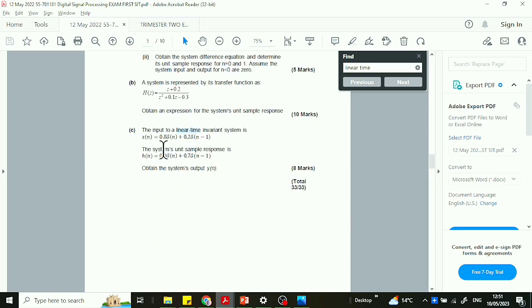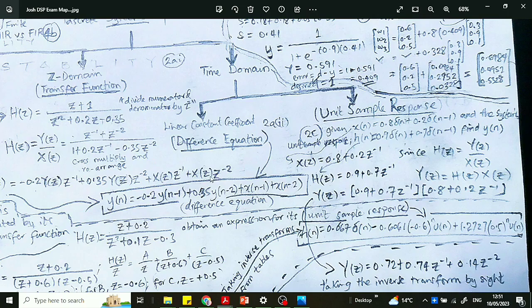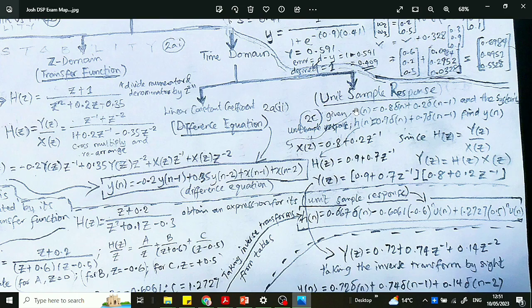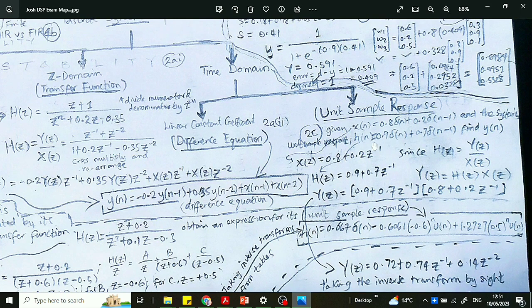Yeah, this is 2c. The input to a linear system is this, and the system's unit response is this. Obtain the expression for the output. That is your x there, and that is your h(n) there. Given this and the system's unit sample response, find y(n). Generally, this is always the case.